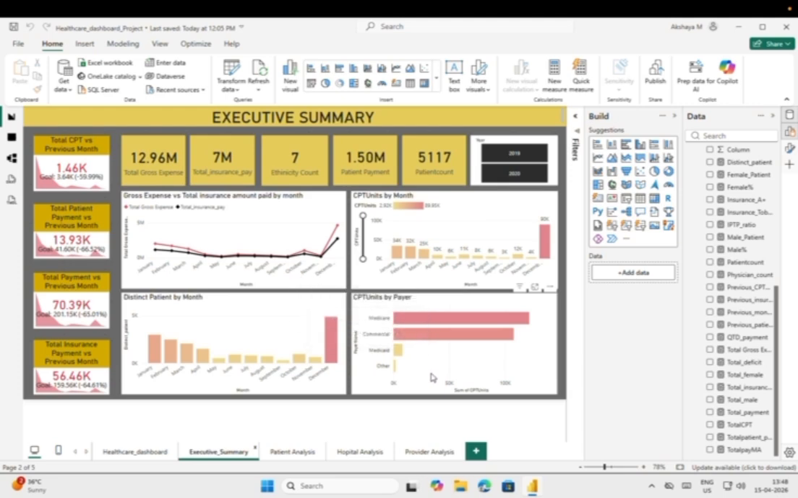This tells us there are different payers: Medicare, commercial, Medicaid, and other payers. Out of the total number of CPT units, for how many CPT units Medicare paid, for how many commercial paid, for how many Medicaid paid. All those things we can analyze from this executive summary.